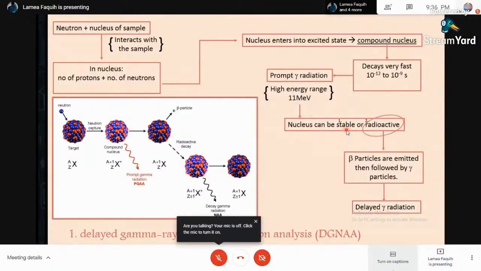Over here, this nucleus can be stable or radioactive. So we saw that if it is radioactive, then I will get my DNAA. But what if it's stable? If it is stable, I will get my prompt gamma radiation.